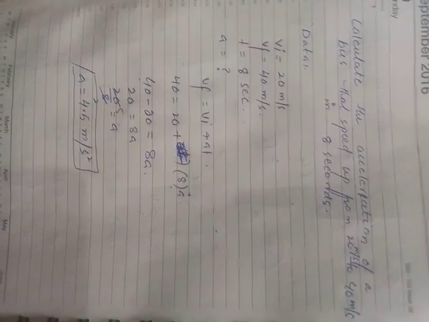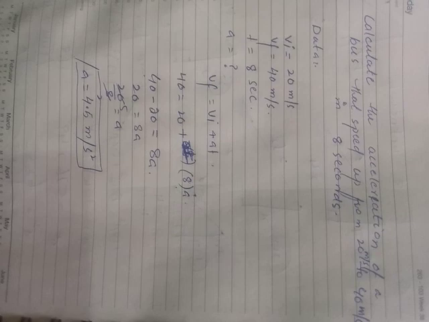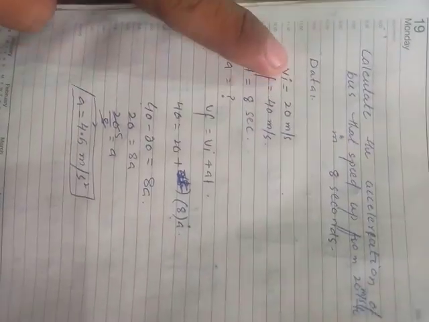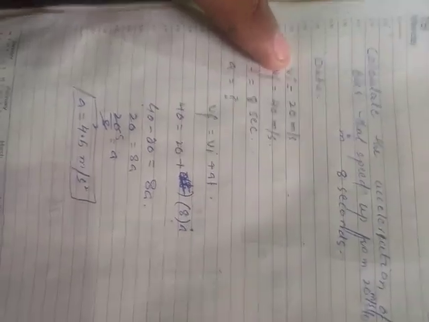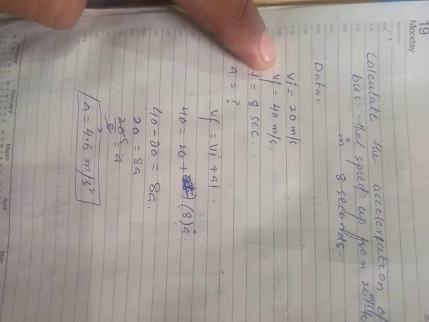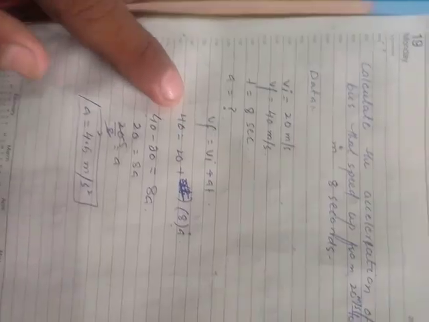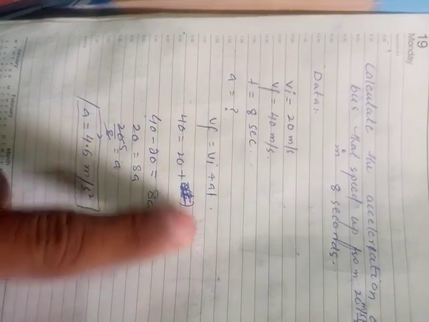Speeds up from means the bus is moving from an initial to a final stage. The initial speed, or initial velocity, is 20 meter per second, and the final velocity, or final speed, is 40 meter per second. We use the equation vf equals vi plus at. The final velocity is 40, the initial velocity is 20, the time is 8, and the acceleration we should find.